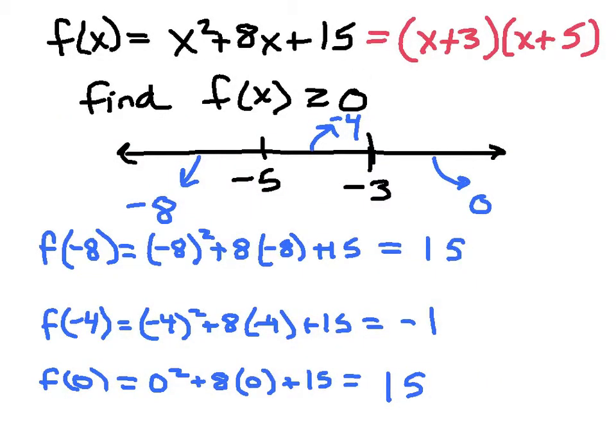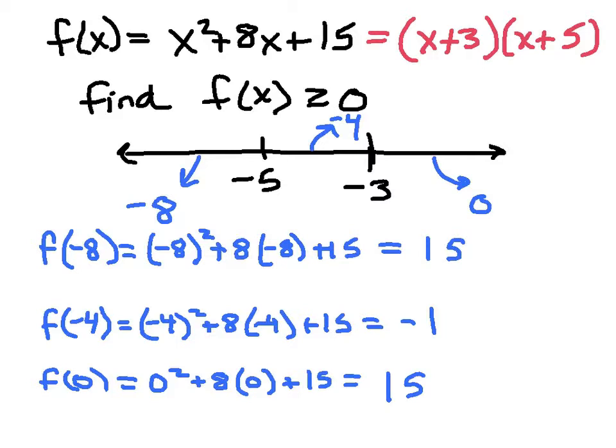On this page, I already have some work done for us. We see here up top, I have my original function. The function was x squared plus 8x plus 15. We found that that factored into x plus 3 times x plus 5. When we plug values into our function, it doesn't matter if we plug it into x squared plus 8x plus 15, or into x plus 3 times x plus 5. These two expressions are identical. They are the exact same thing.